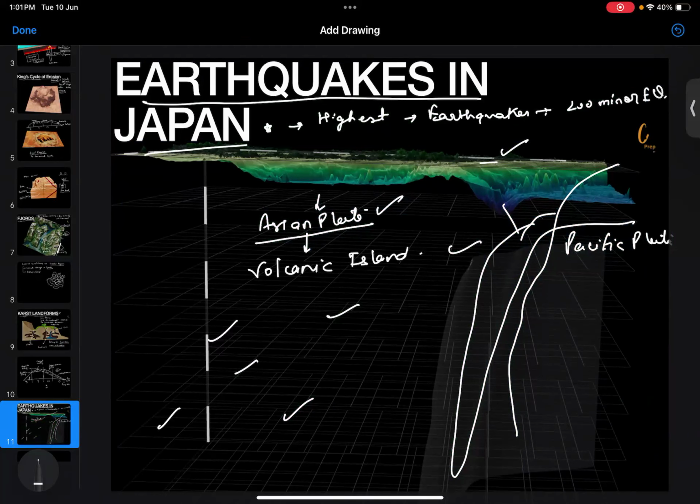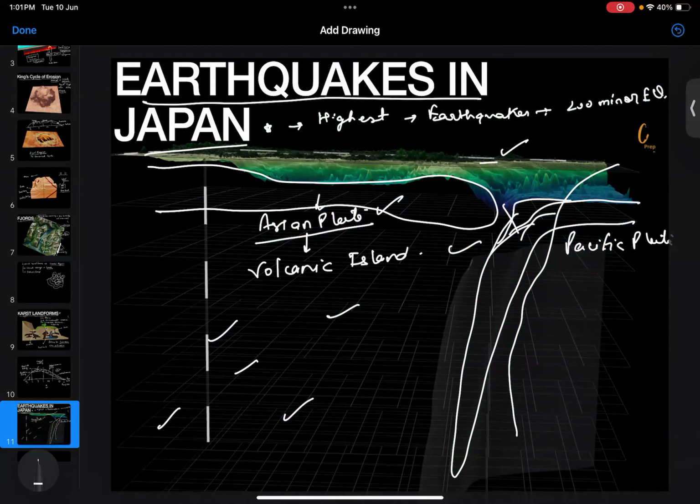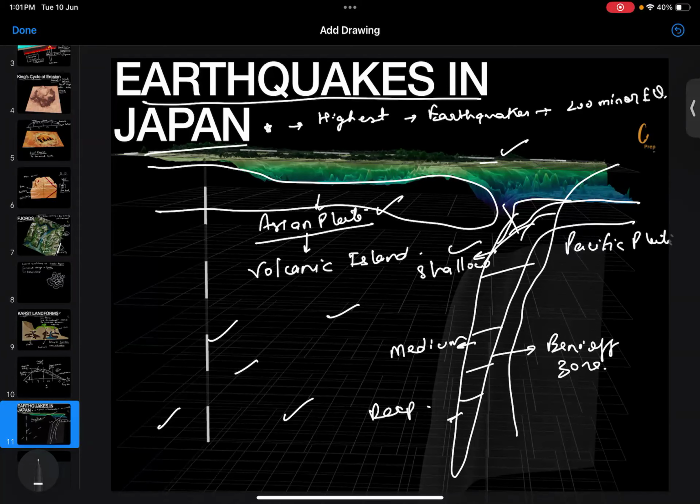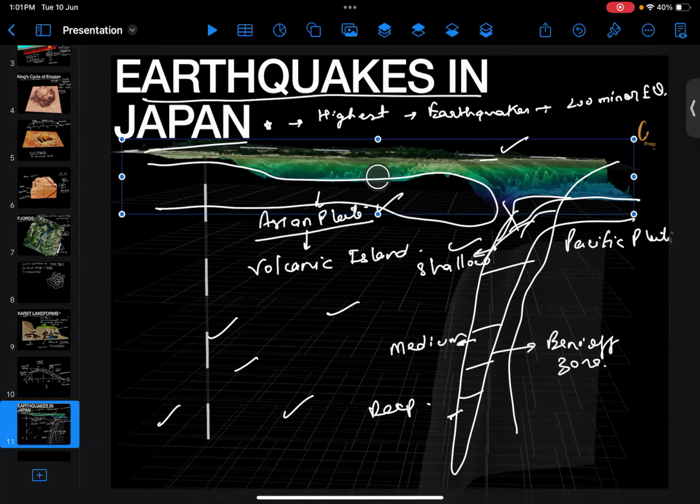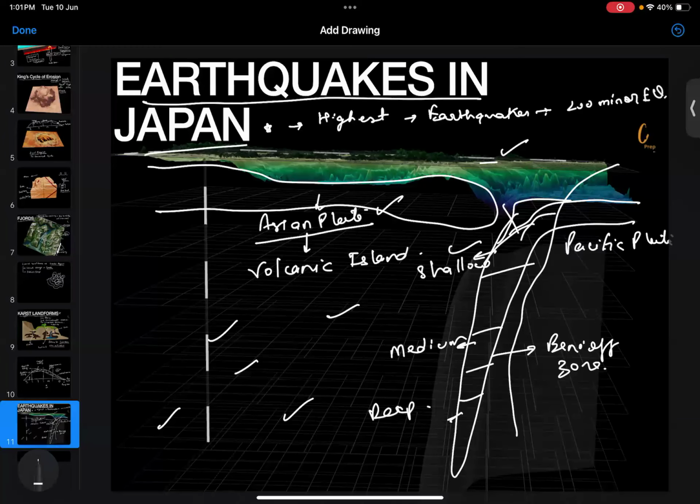Now, in this region, there is one unique thing. Okay, so this is the Asian plate. This is the Pacific plate, where the subduction of the Pacific plate is taking place under the Asian plate. Here we have certain zones defined. Okay, this is the Benioff zone. Here we have 3 types of earthquakes: shallow earthquakes, then medium earthquakes, then deep earthquakes. So we can understand this part in a better way by seeing this.